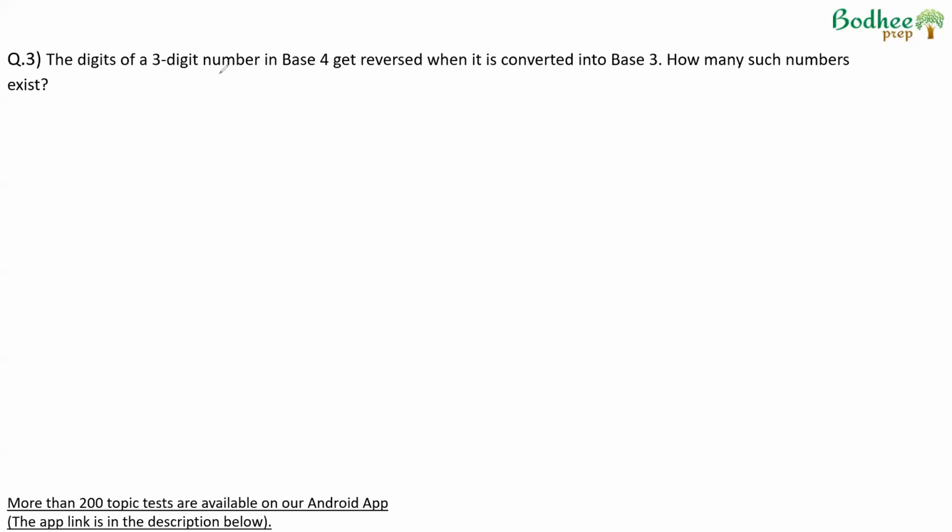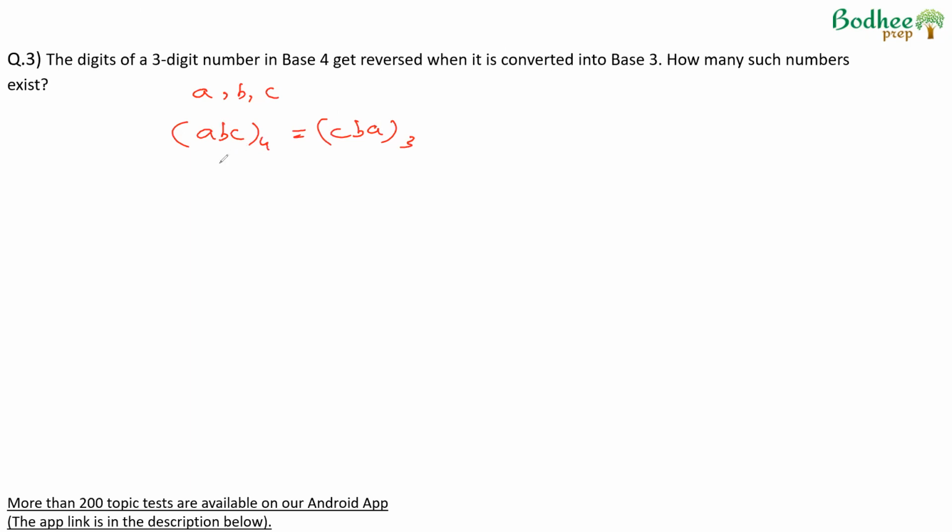The digits of a three-digit number in base 4 get reversed when it is converted to base 3. How many such numbers exist? Suppose the digits are A, B, and C. So what it says is ABC in base 4 is CBA in base 3.